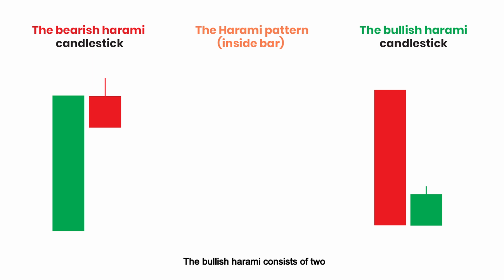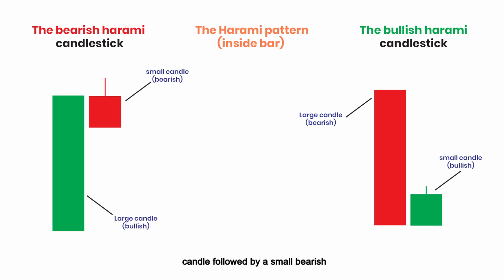The bullish harami consists of two candlesticks. The first is the large bearish candle, which is the mother, followed by a small bullish candle, which is called the baby. The bearish harami also consists of two candlesticks. The first is the large bullish candle followed by a small bearish candle.